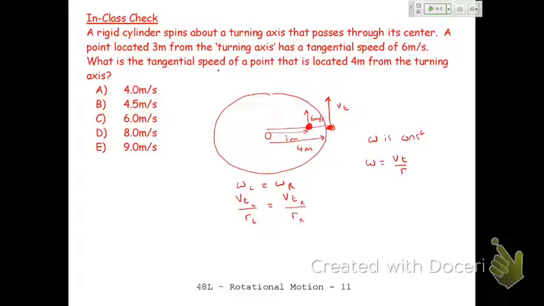So Vt on the left is going to be 6, and the R on the left is going to be 3, and this equals Vt on the right, which is what I'll find, over 4. So Vt is equal to, the rest is sums, 6 times 4 over 3. Vt is equal to 12, isn't it? No, it's going to be 8. It's going to be 8 meters per second.